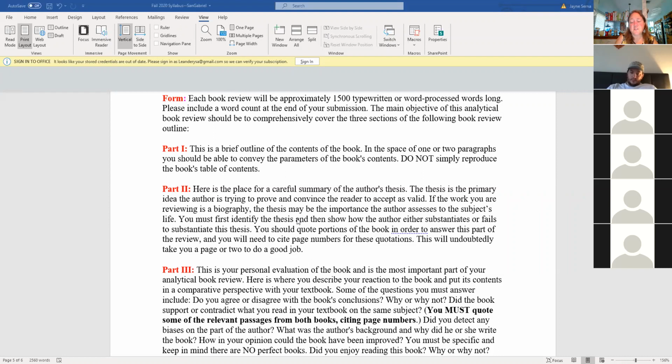Why was that person so important for me to know about? What was their contribution to life? Okay. And so you find their thesis, and then you point out pieces of the book, examples in the book where they prove the thesis.